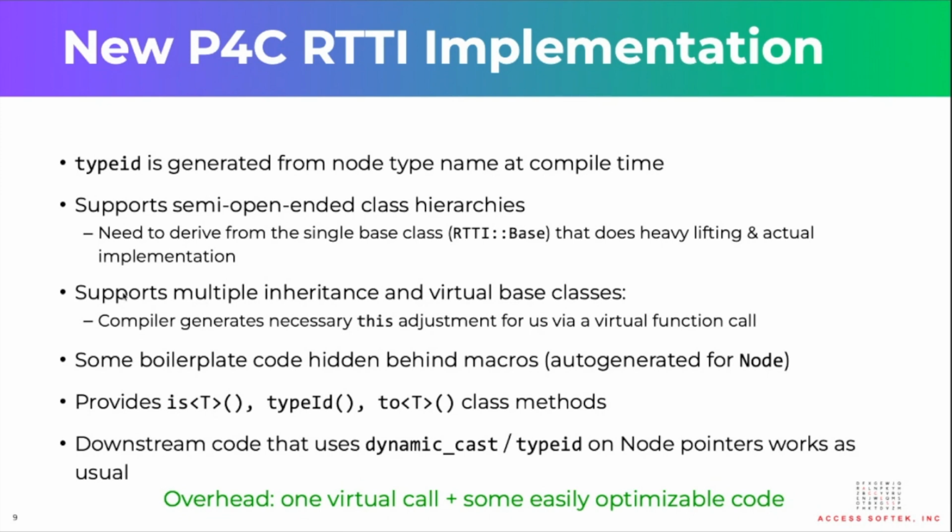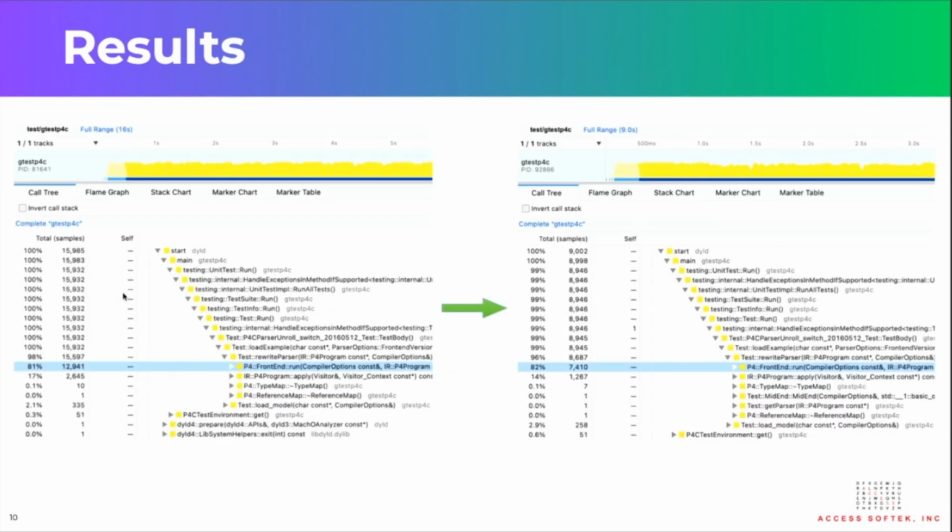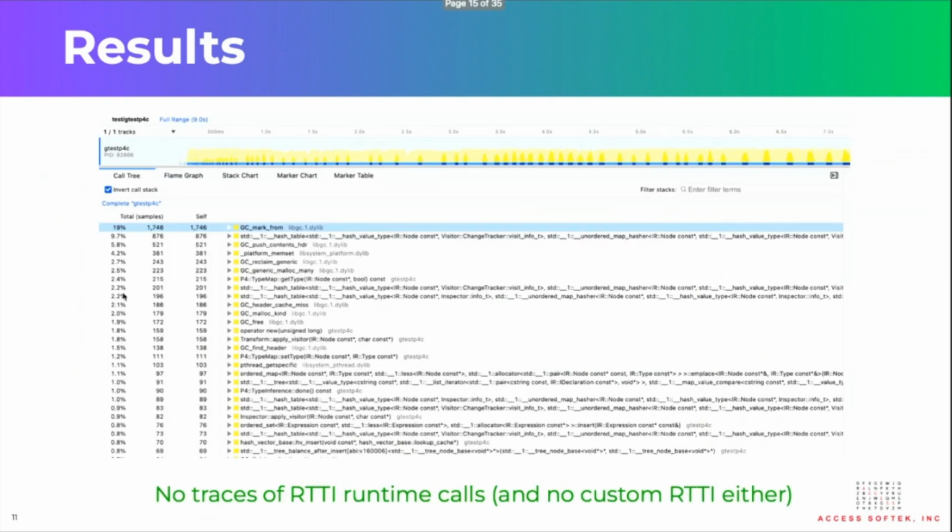Let's see what the effect of that new implementation was. Straight away, we get more than 40% reduction of the compile time. We went from 16 seconds down to 9 seconds. That's great. And if we look into the profile with the inverted stack, you see no traces of RTTI runtime calls at all.